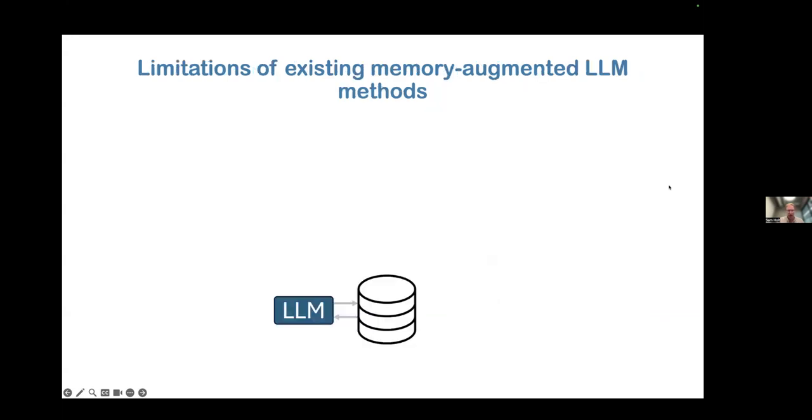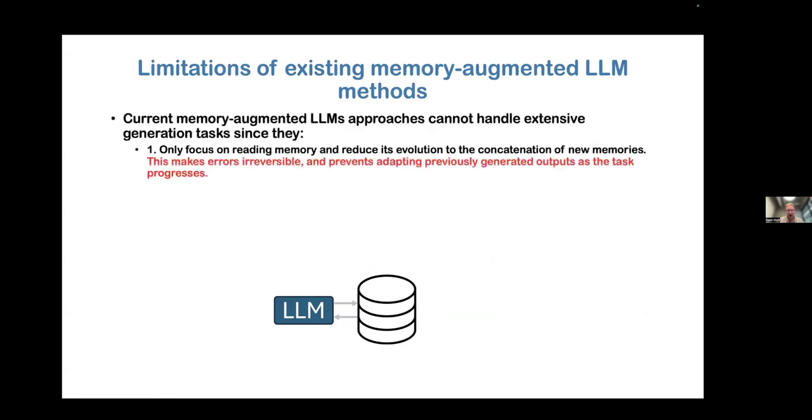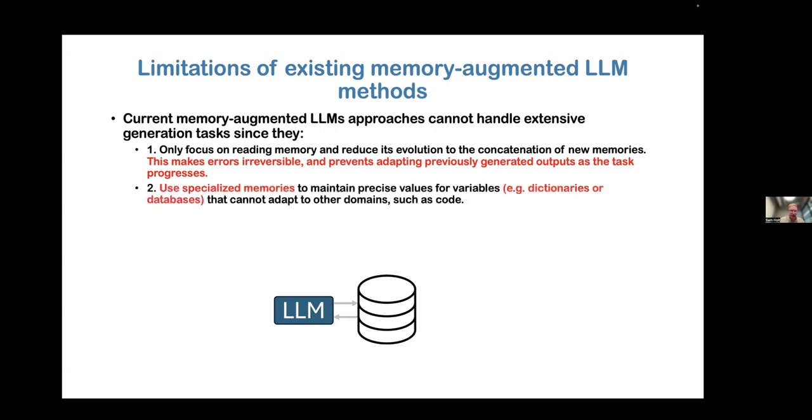So, limitations of existing memory-augmented LLM methods. Current memory-augmented LLM approaches cannot really handle extensive generation tasks since they, one, only focus on reading memory and reduce its evolution to concatenation of new memories. We see this in works like Reflection, where they just use a memory buffer and append lessons to it. And this really makes errors irreversible and prevents adapting previously generated outputs as the task progresses.